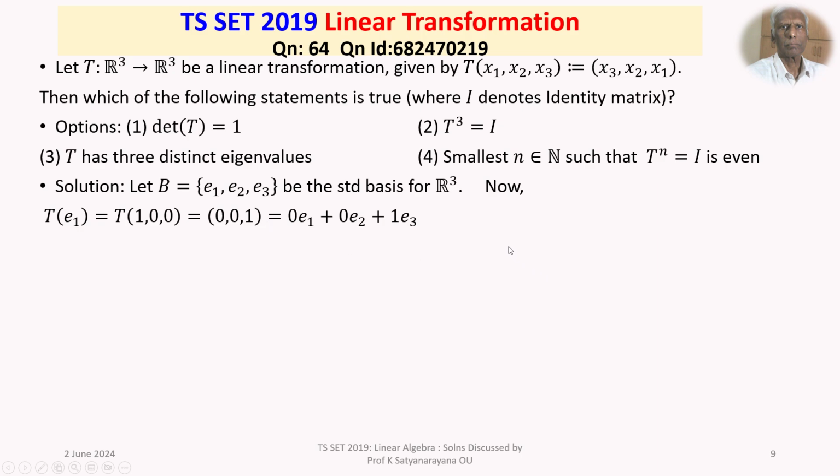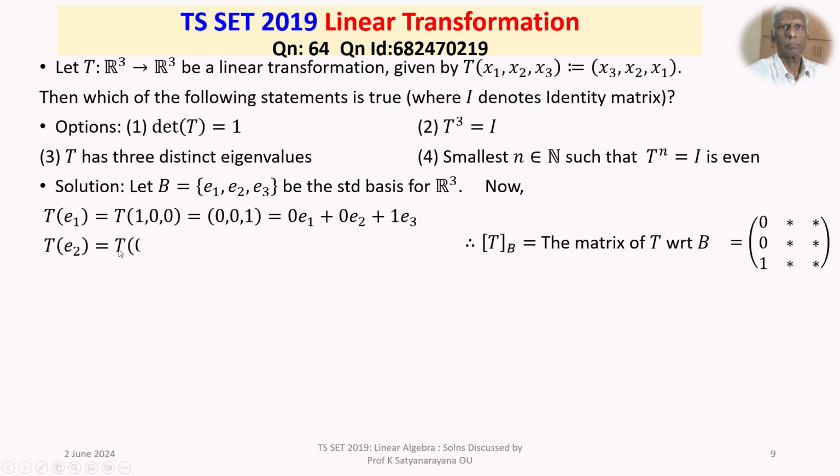Now, the matrix of T with respect to B, that is [T] suffix B. In the 3 by 3 matrix, you have to write (0, 0, 1) as the first column. First column, 0, 0, 1. That is the procedure. So, T of E2, T of (0, 1, 0). Write in reverse order, (0, 1, 0). That is 0 E1 plus 1 E2 plus 0 E3. So, that is (0, 1, 0) as the second column you have to write. The first column remains the same.